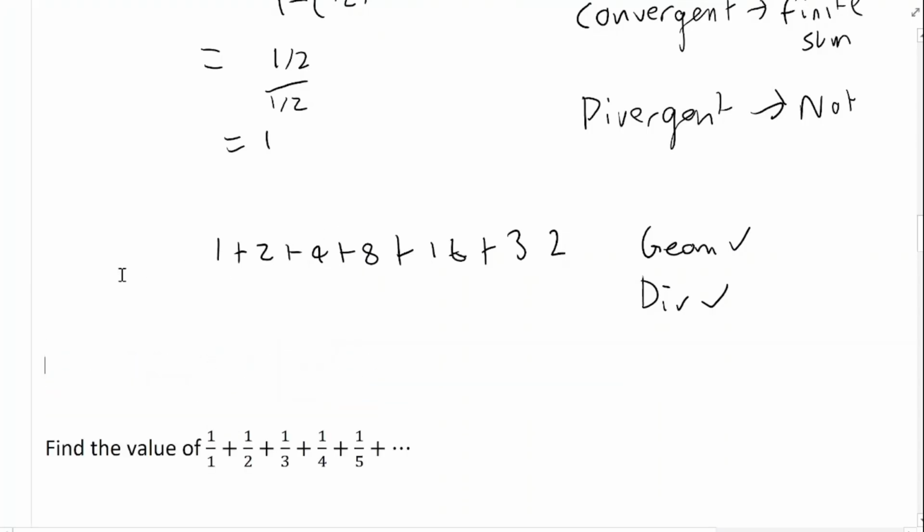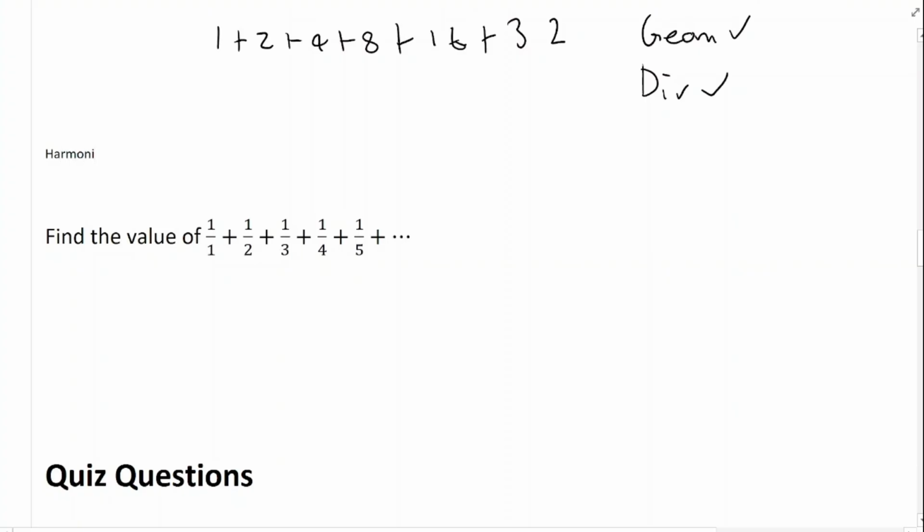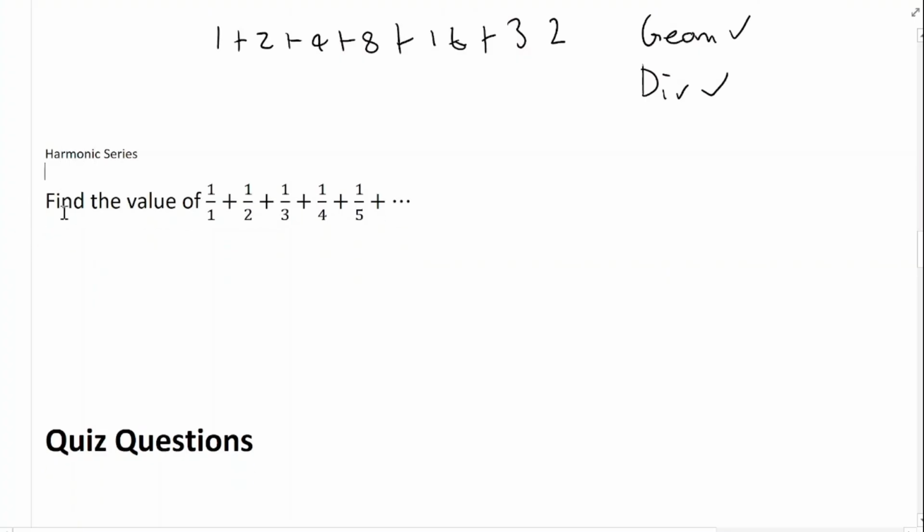The other really interesting series to talk about is this one. It's called the harmonic series. Now, this one's a bit weird. Is it geometric? Well, we'd have to check if there's a common ratio. So there you times by a half, and there you would times by, well, I don't know what it is, but it's not a half. So it is not geometric.